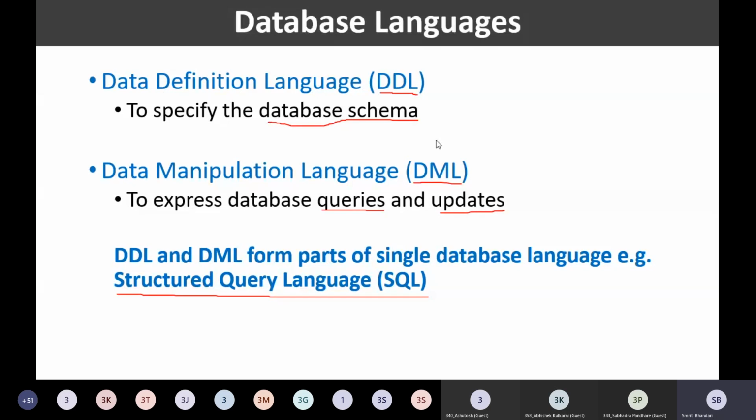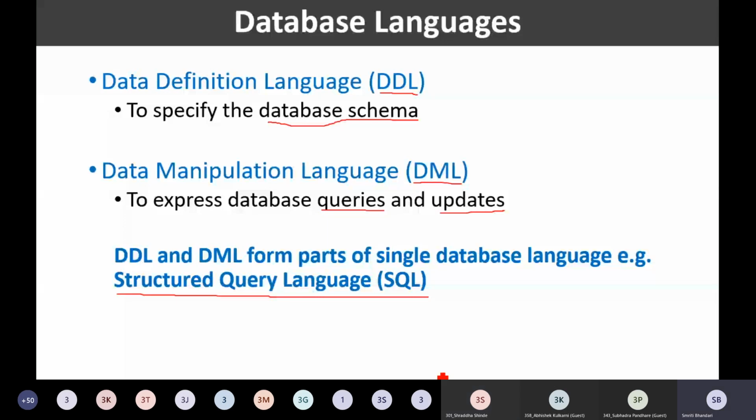Shraddha, roll number 321. Will you please explain what you have understood about database languages? There are two types. One is data definition language, DDL, which is used to specify the database schema, and second is data manipulation language, that is DML, which is used to express database queries and updates.